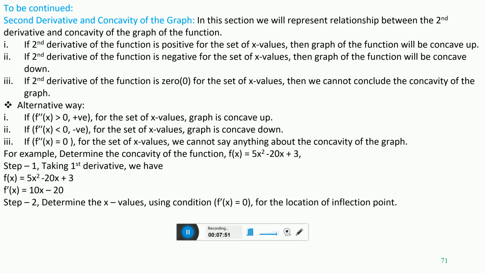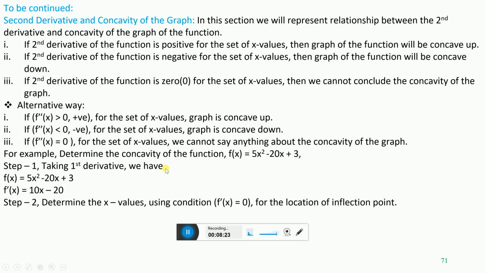So if we do not have the x values, then we have to find the x values. How can we find the x values? Using the first derivative. And to check the concavity, again we will use a second derivative test. So it means we need derivatives. So in the very first step, we have to find the derivative. So step 1, taking the first derivative we have.